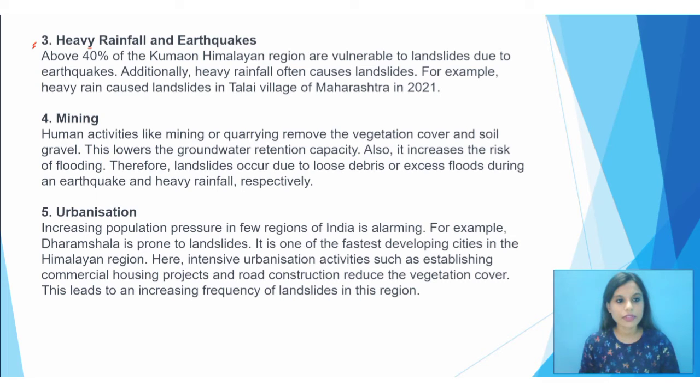Next cause is heavy rainfall and earthquakes. About 40% of the Kumaon Himalayan region is vulnerable to landslides due to earthquakes. Additionally, heavy rainfall often causes landslides. For example, heavy rain caused landslides in Talai village of Maharashtra in 2021. So along with the cause, try to give a real life example. Of course, you are not going to make up examples. In geography, you cannot make up. You have to give proper answers.